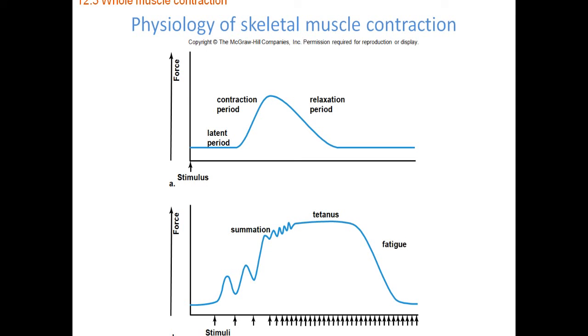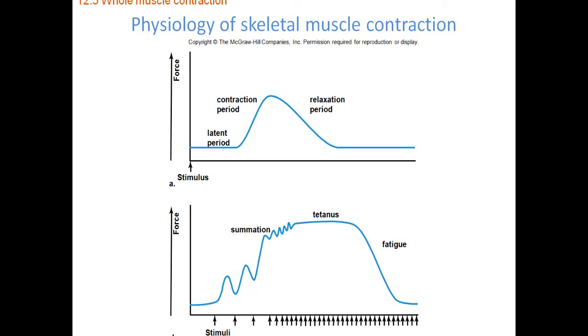Now if we look at the physiology of muscle contraction, in these little graphs there are 3 phases in a single muscle twitch. This is the force of contraction, and the x-axis is time. Here is the latent period, so nothing's happening. We get stimulated, then we wait for contraction to occur. Then we contract, and then we relax. But it's not sustained.